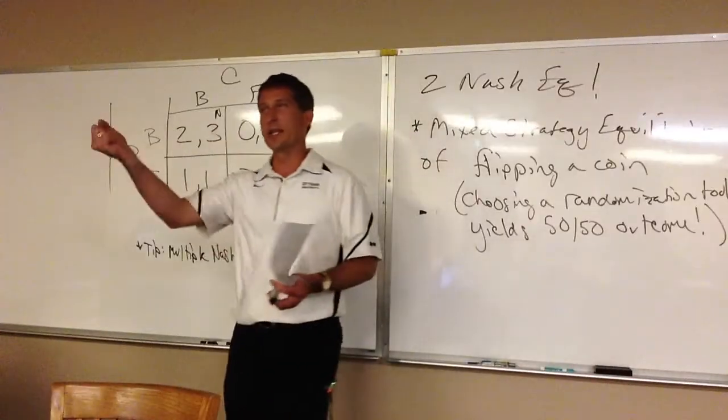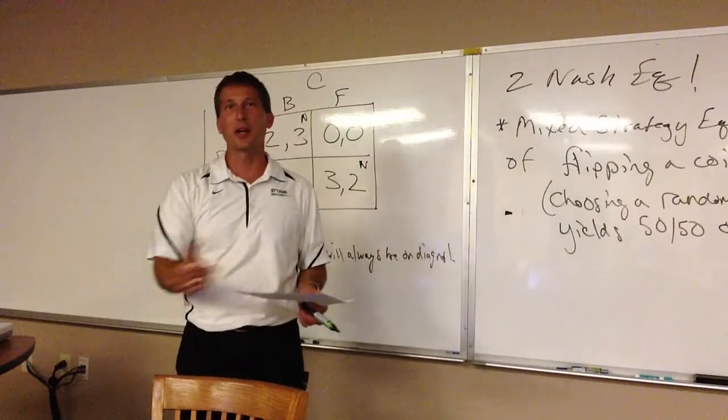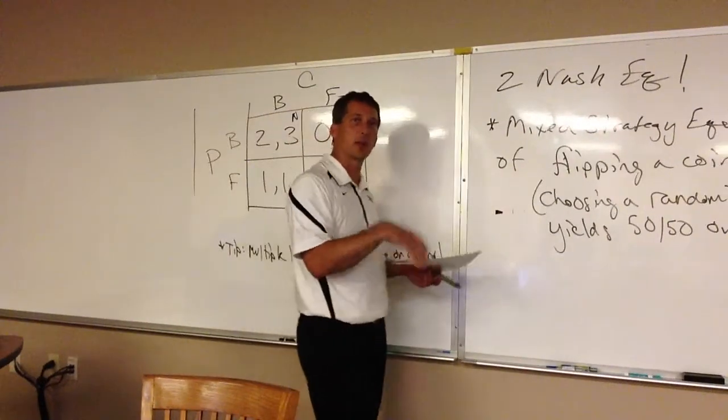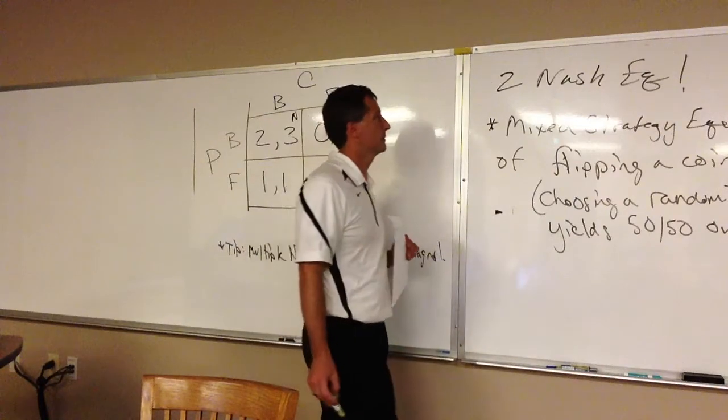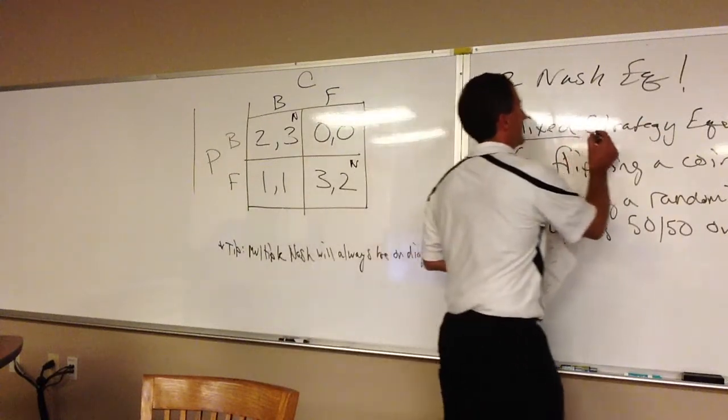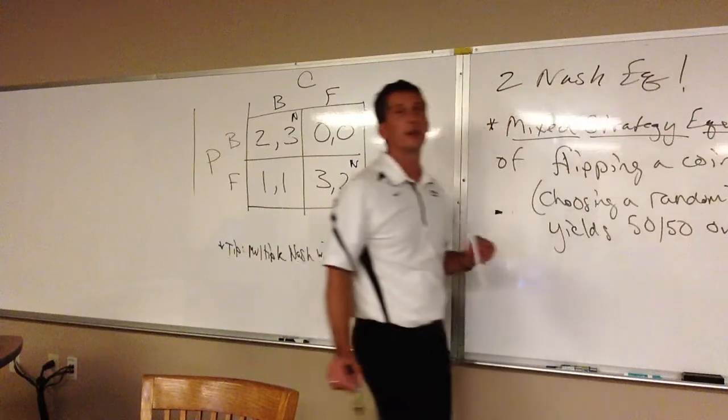So I'm going to roll a die. If it's 1 through 3, we go to the ballet. If it's 4 through 6, we go to the fights. Same thing. So we leave it to Lady Luck, a mixed strategy equilibrium.